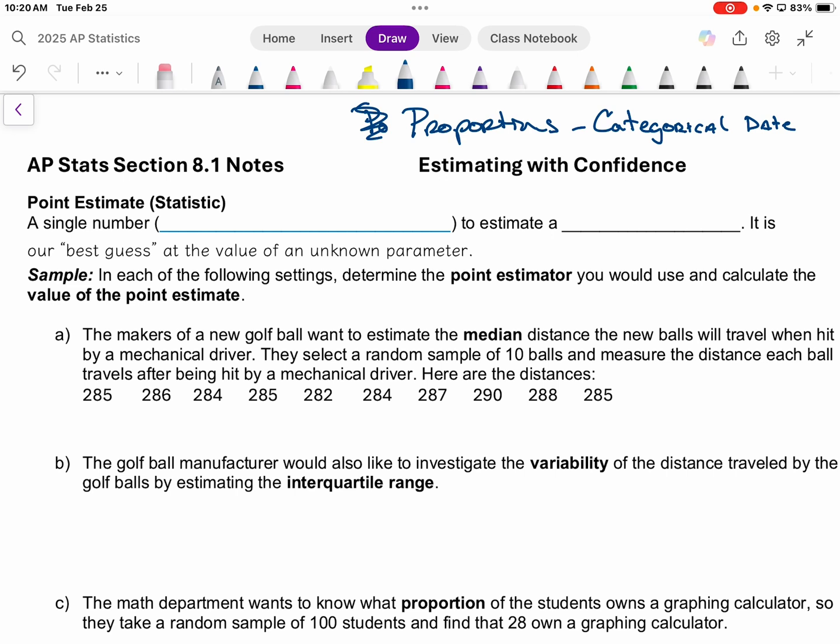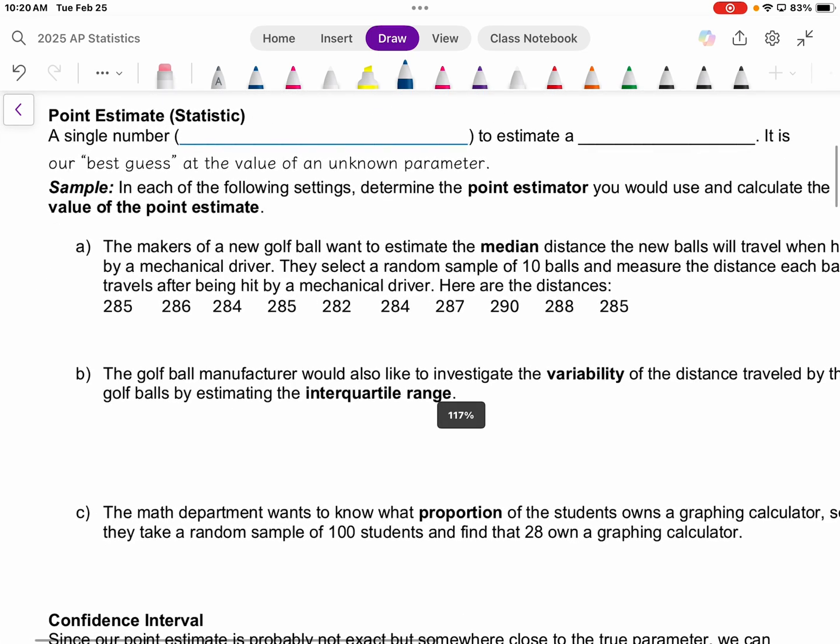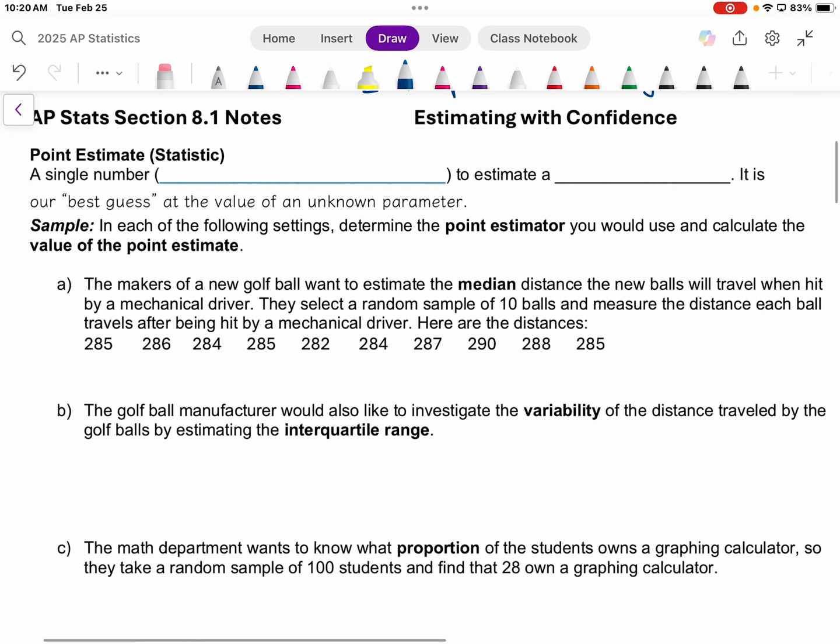So we don't have each individual data piece for us to be able to calculate a mean or a standard deviation in that standpoint, like we did with some of the other stuff. Now we do that, but we mainly focus on categorical stuff.